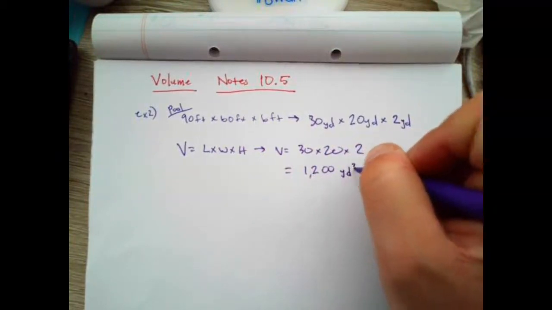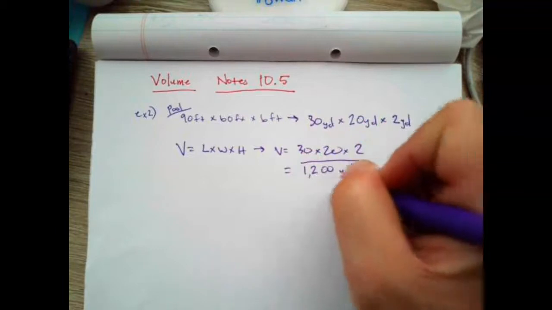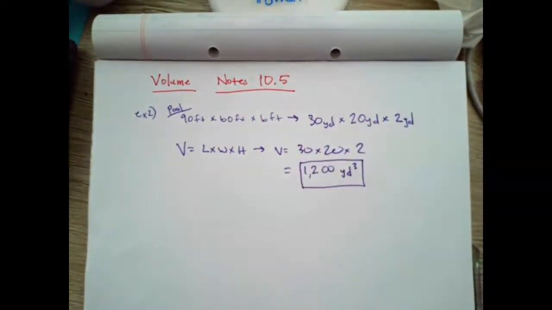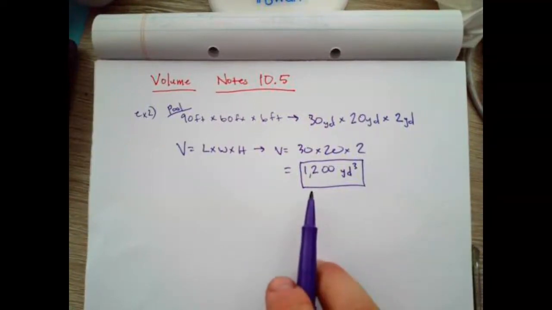cubic yards. And the volume is a measurement of how much space is inside of something. It's a 3-dimensional measurement. How much of a certain liquid, gas, or solid fits inside of something, right? That'd be volume. So we have 1200 cubic yards.